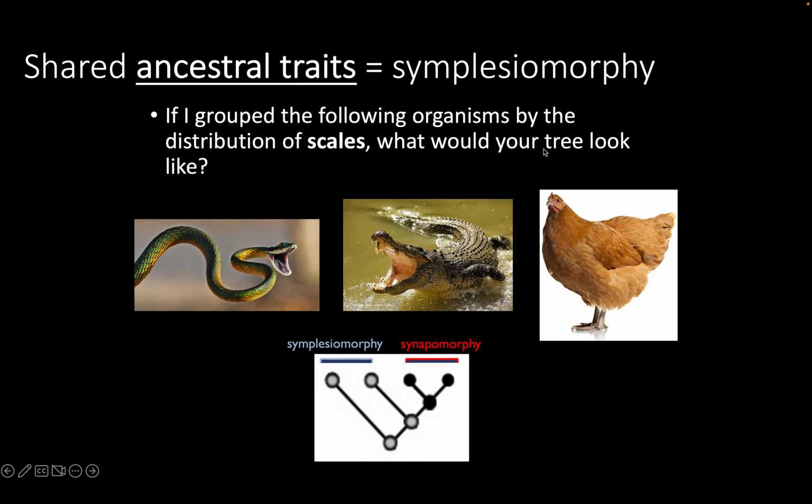And then we have symplesiomorphies. So symplesiomorphies are where they're maintaining that ancestral trait, but there are others in the group that have something derived. So if we look at snakes and alligators and chickens, alligators are more closely related to chickens than they are to snakes. But snakes and alligators both have scales all over their bodies, whereas chickens only have scales on their little feet and they've got feathers, which are a modified scale. And so you can see that if you were to group them by scales all over their bodies, you're kind of leaving somebody out because they're maintaining that ancestral trait, which we call a symplesiomorphy, whereas the chicken has a derived trait, a synapomorphy.